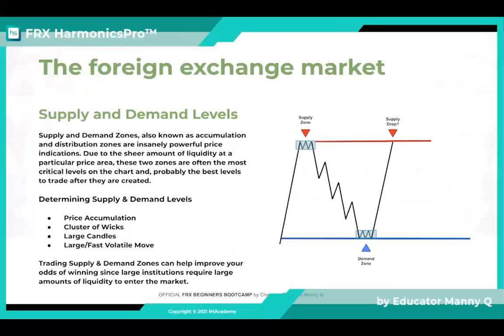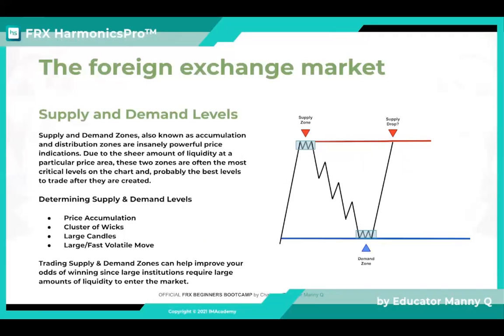All righty. Now, moving forward, as we get ready to start winding down this FRX Bootcamp Part 3, we're now going to begin to talk about supply and demand levels. So we cannot talk about support and resistance without speaking about supply and demand. So let's just talk about this. Supply and demand zones, also known as accumulation and distribution zones, are insanely powerful price indications.